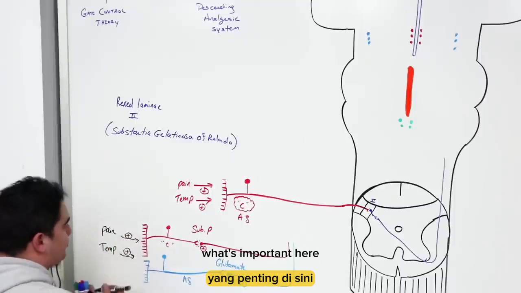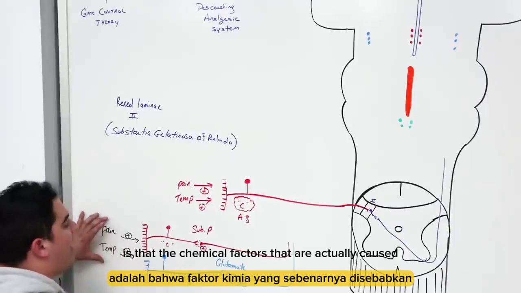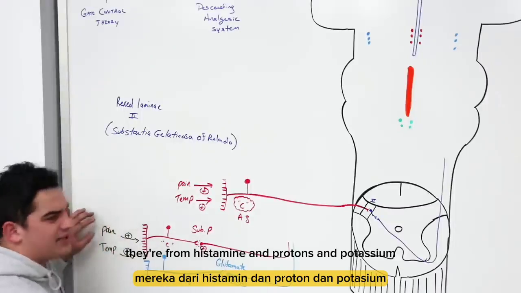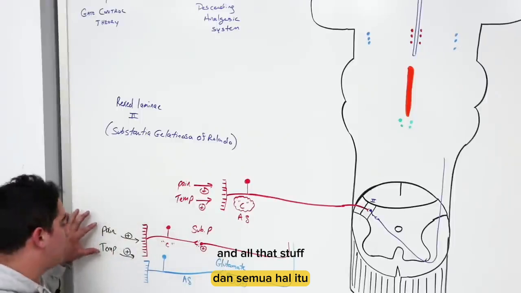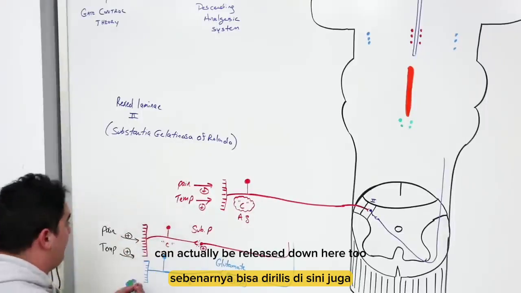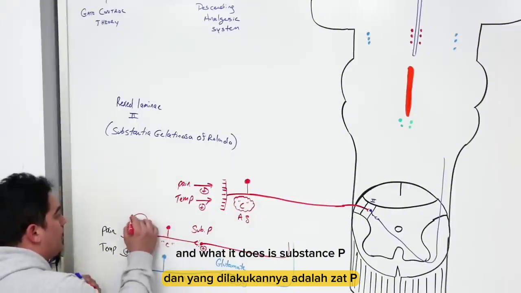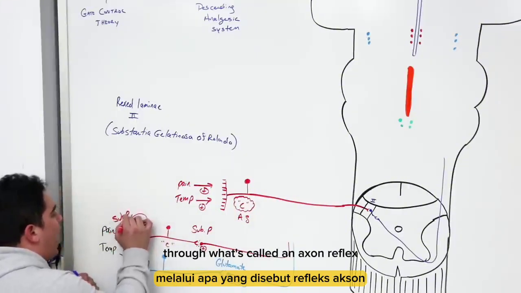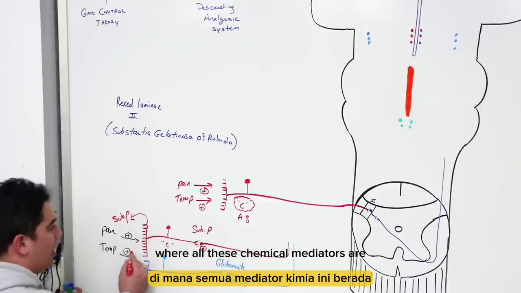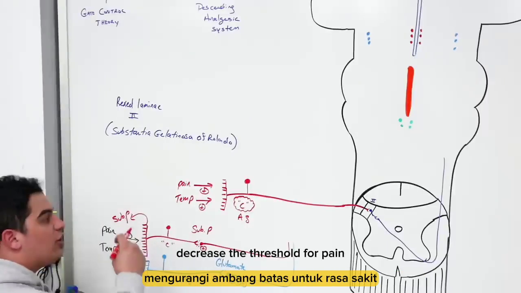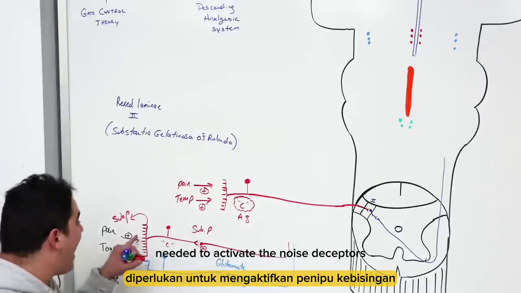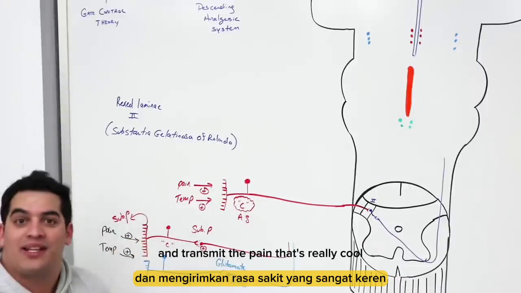What's important here is that the chemical factors that are actually released, like histamine and protons and potassium and all that stuff. What's really important is that substance P can actually be released down here too. Through what's called an axon reflex, it can be released out there where all these chemical mediators are. And it can actually decrease the threshold for pain. So it can decrease the threshold needed to activate the nociceptors and transmit the pain.